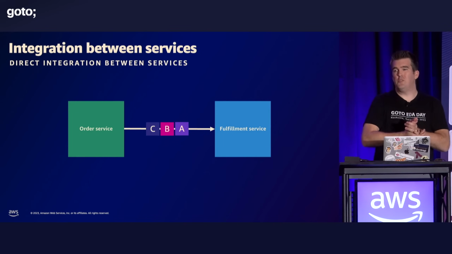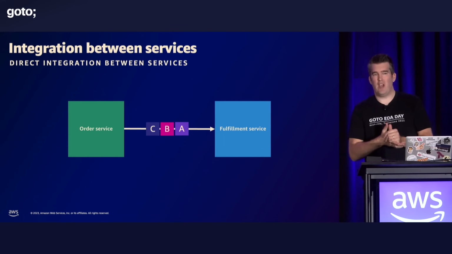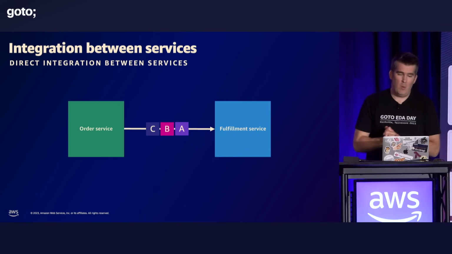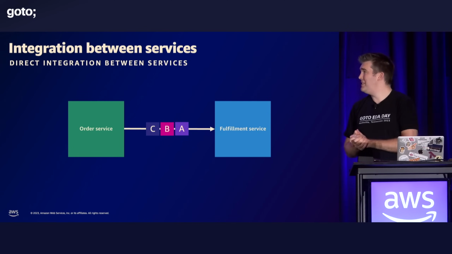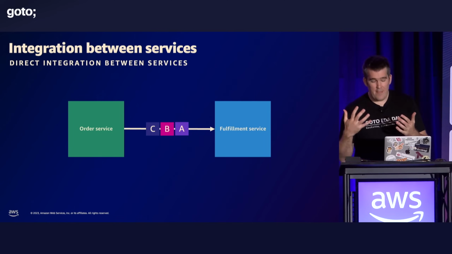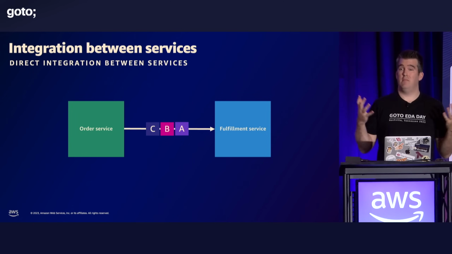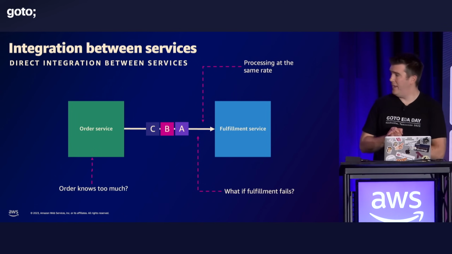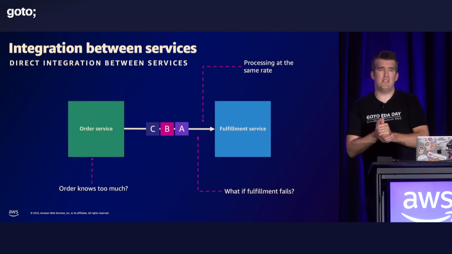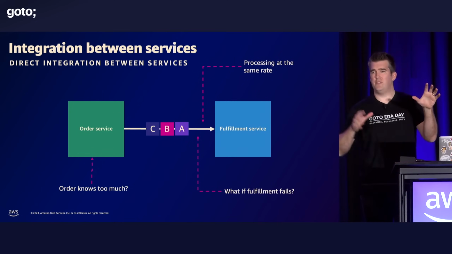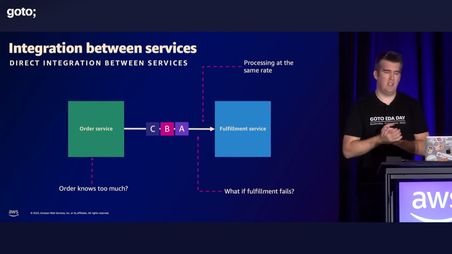So as the order service, we've been given the task to integrate with a different service. This happens all the time. It could be something internal, it could be external, whatever that might be. We decided to integrate directly, and we sent A, B, and C to the fulfillment service. Now, this can provide value. Yeah, we've done our integrations. But there are some things that we need to really consider here. One of them is, does the order service know too much? We have the order service and the fulfillment service. Do they need to know about each other?